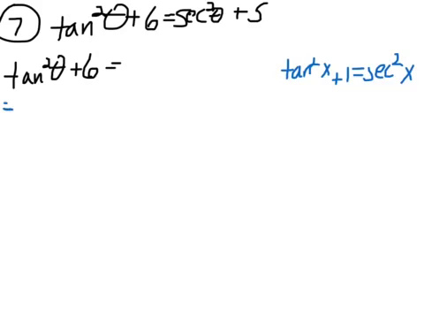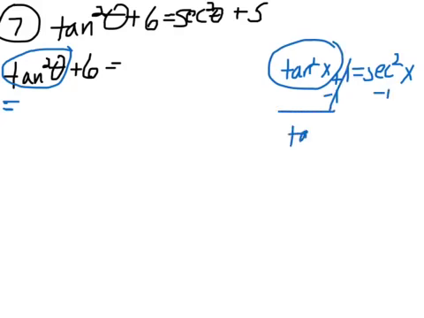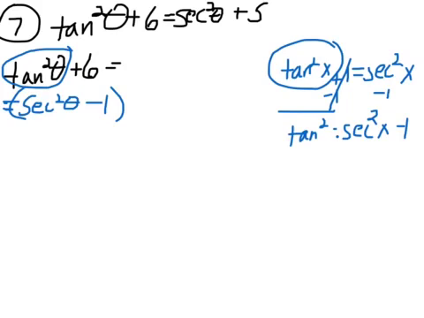Okay. So tangent squared, over here, if I want to get tangent squared by itself, I can subtract 1 from both sides. So tangent squared would be secant squared x minus 1. Okay, so I'm going to substitute tangent squared theta with secant squared theta minus 1. I'll just change it to theta instead of x. I'm going to put it in parentheses just so you see that's where it came from.